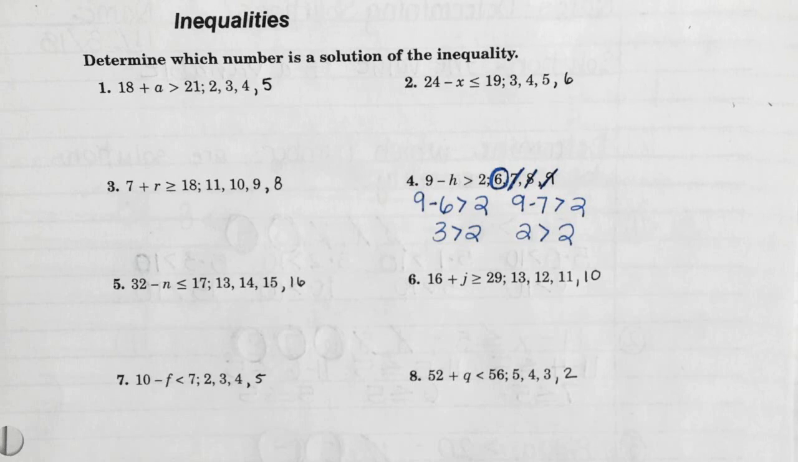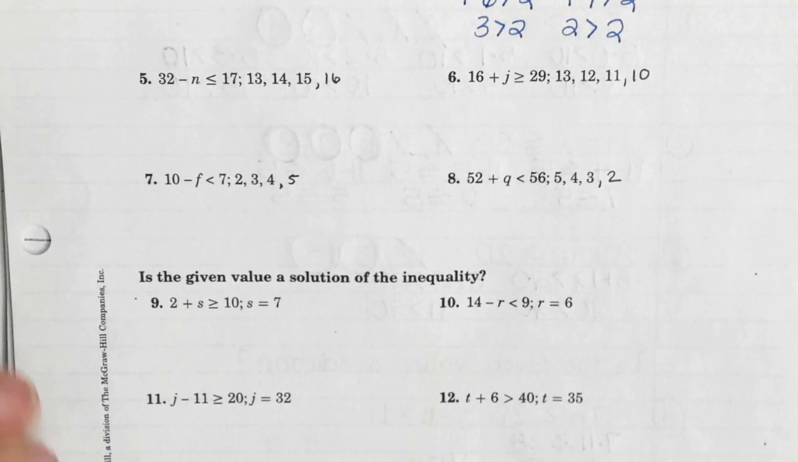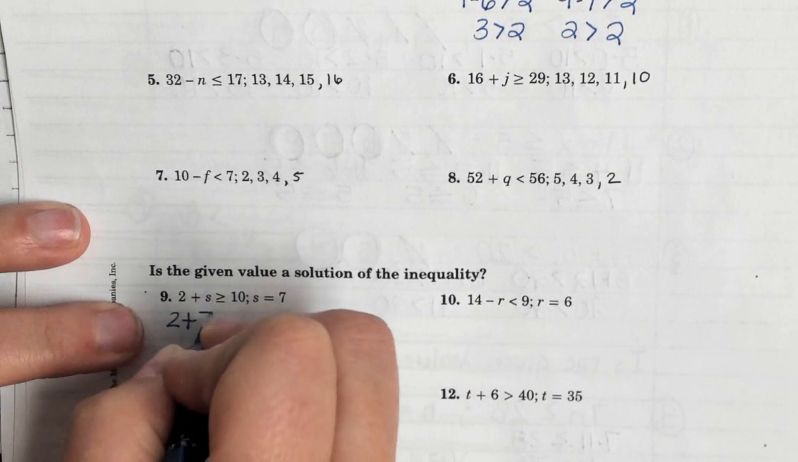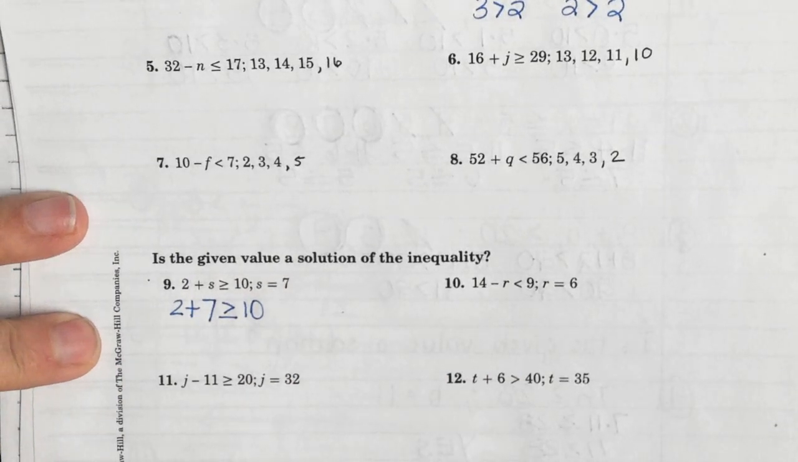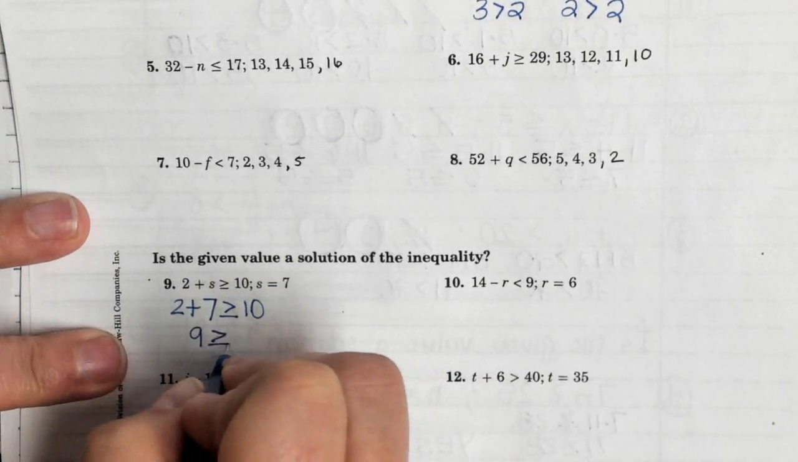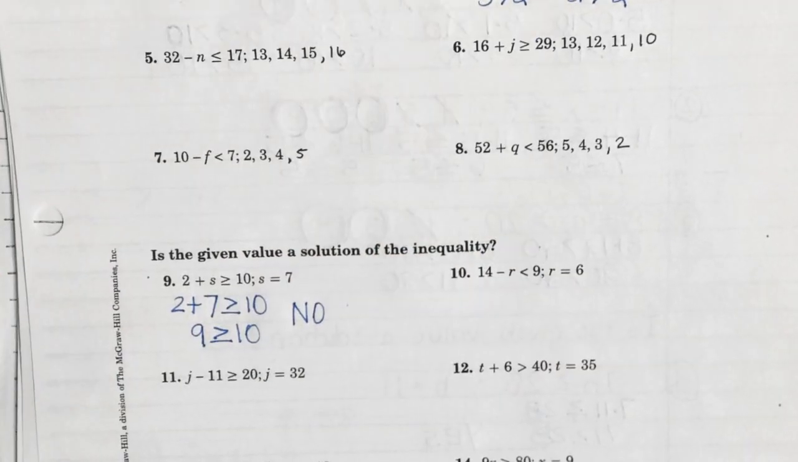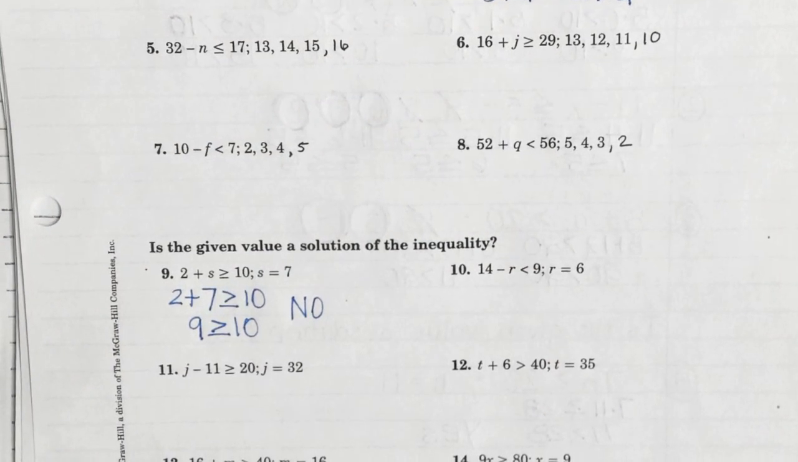Okay? All right, look at the bottom. Let's do number 9 together too. So we're plugging in the value of s is 7. So 2 plus 7 greater than or equal to 10. What's 2 plus 7? Is 9 greater than or equal to 10? No. So we write no. Because it says, is the given value a solution? And it's not. It does not make that become a true statement. Okay. This is fun. Good. And it's not bad. It's kind of like puzzles. Like, which one works?